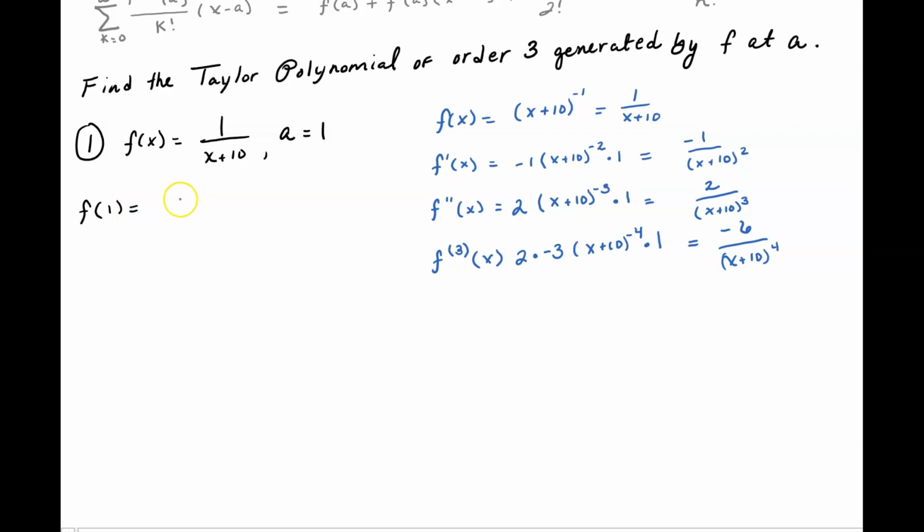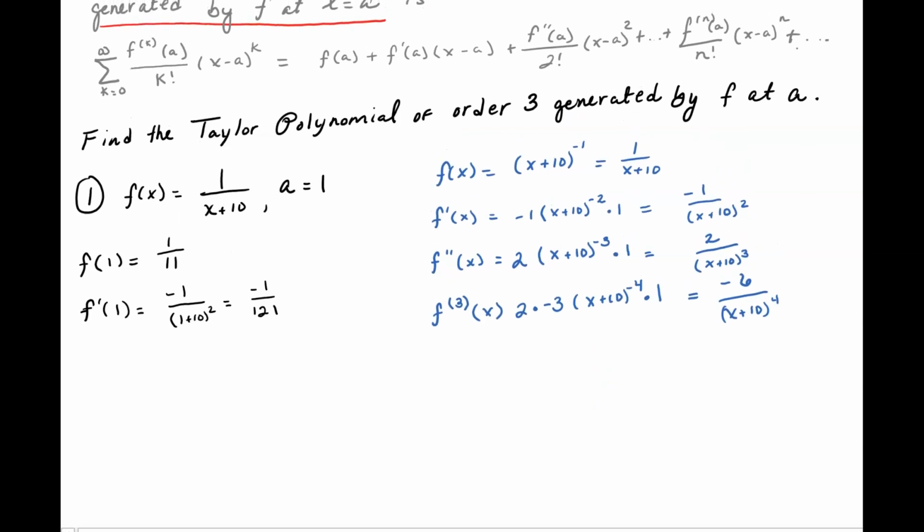So f of 1 is 1 over 1 plus 10. This is 1 over 11, in other words. Now I check f prime of 1, and this one right here is a negative 1 over 1 plus 10 quantity squared. This is a negative 1 over 11 squared, so negative 1 over 121. Now look at the formula when you get to the second derivative. This is where it changes just a little bit. You have to divide by the factorial.